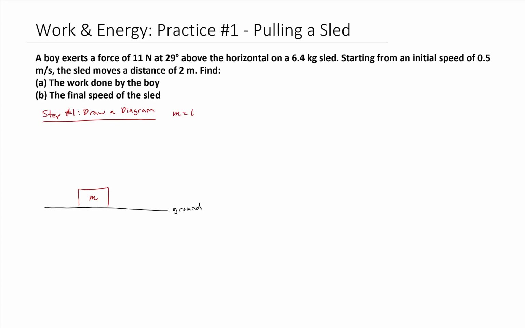We know that the mass of the sled is 6.4 kilograms. And we know that there's a force being applied to the sled. So it's going to be a pulling force at 29 degrees above the horizontal. So let's just say we have the force of the pull at 29 degrees, or to keep it generalized, we have theta over here, and theta is equal to 29 degrees above the horizontal, with the magnitude of the pull being 11 newtons. So make sure that's a vector.